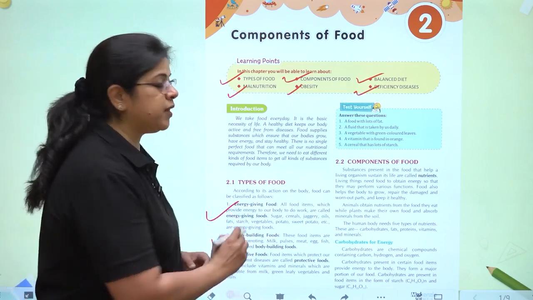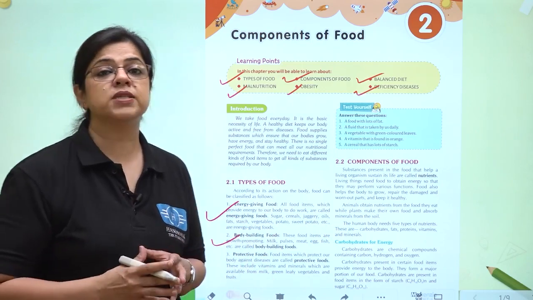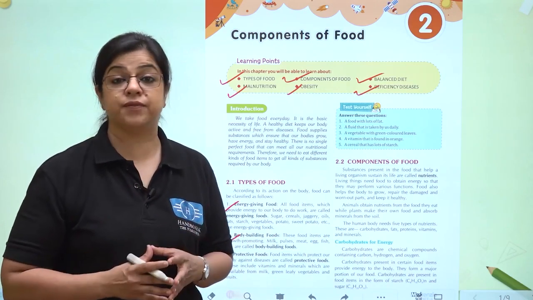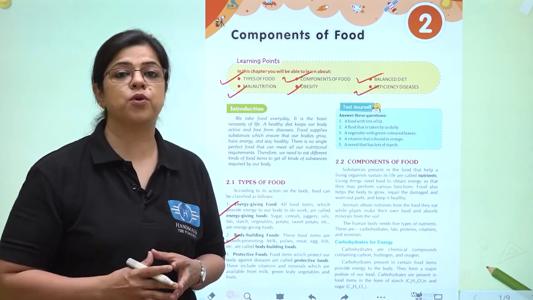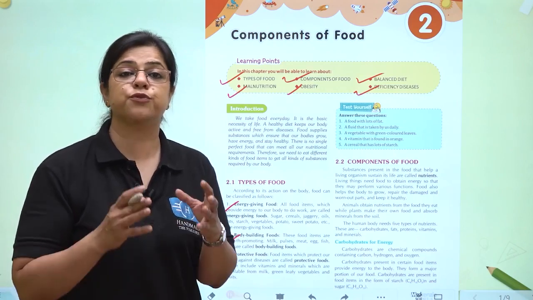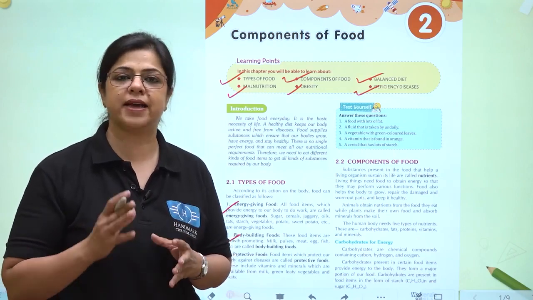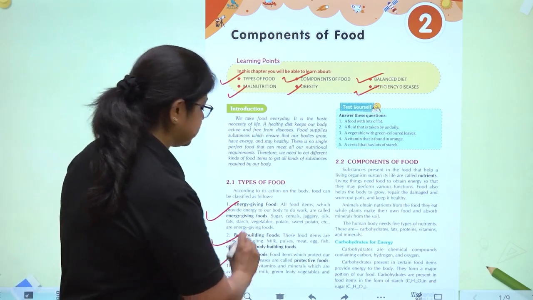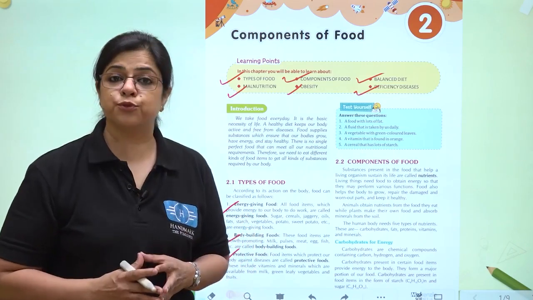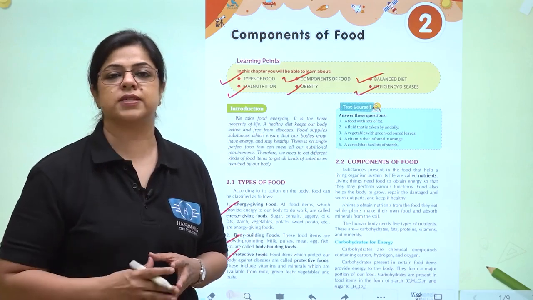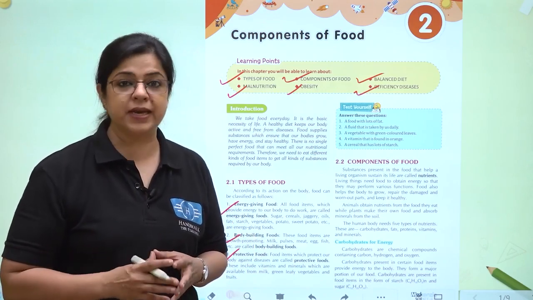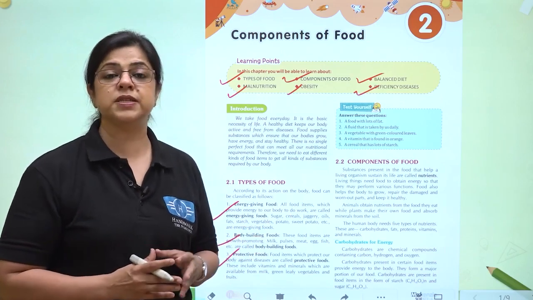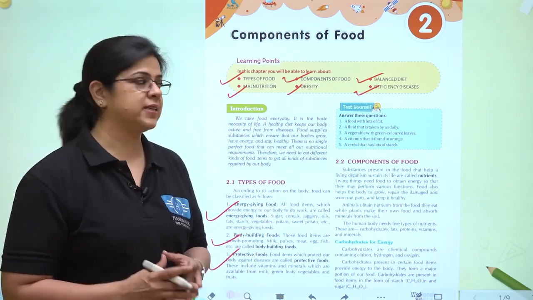Next is body-building foods. There are some foods that give us the right amount of nutrients for our growth and development. Foods that are very important for infants, for old people and for sick people in their recovery. The third category of food are protective foods. These are the foods that provide us the right nutrients that help us in overcoming illness, in building immunity against diseases. Fruits and vegetables mainly come in this category.